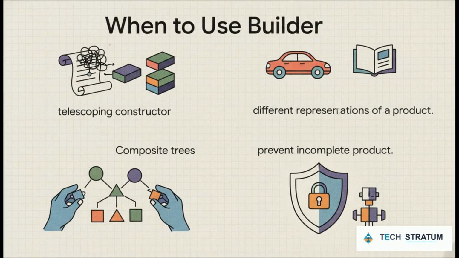Okay, so when should you actually pull this pattern out of your toolbox? Well, the number one reason is to kill a messy telescoping constructor. It's also perfect for when you need to create different versions of a product, just like our car and manual example. It's fantastic for building complex tree-like objects, and this one is huge. It can make sure the client never gets its hands on an unfinished, invalid object.